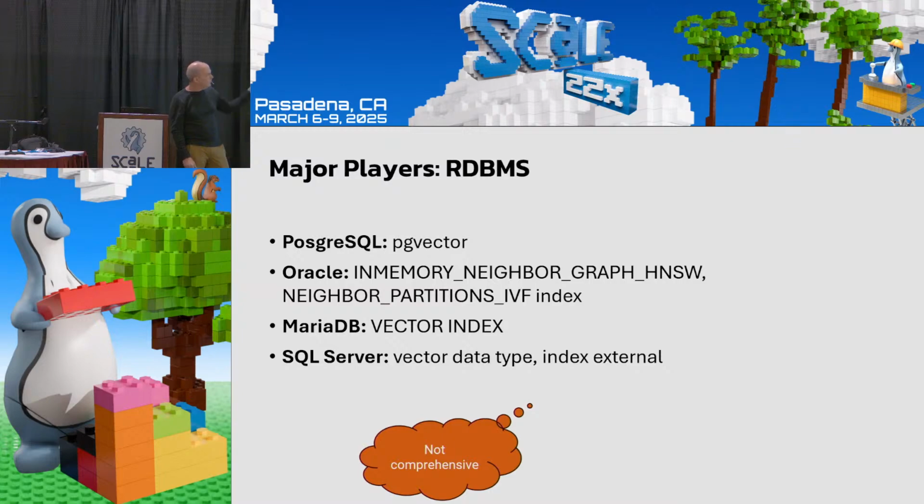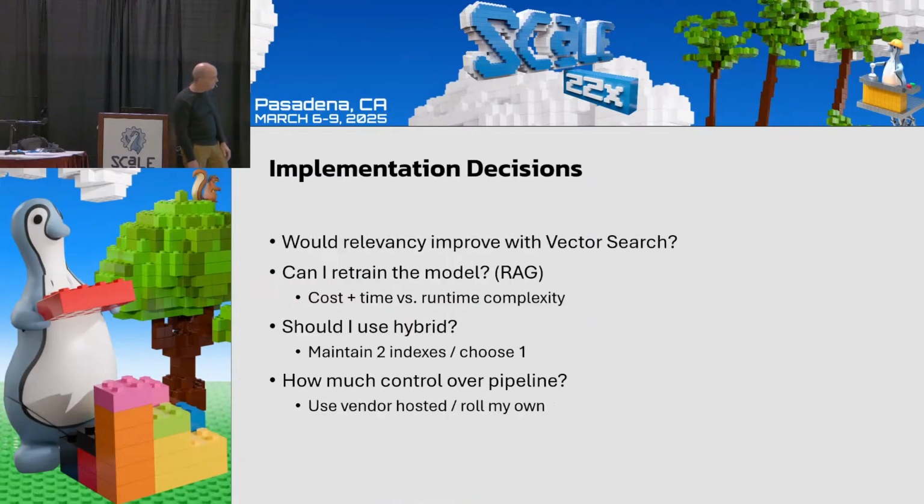MariaDB has a vector index, so that would be closer to the MySQL world, I guess. And SQL Server, pending, not quite there. By no means is this comprehensive, and if I made a mistake or, because this slide is six months old, there's more, I'd love to learn about it. So back to the original question, which is, is vector search right for me? Well, I don't know. I hope you learned enough to make up your own decision.